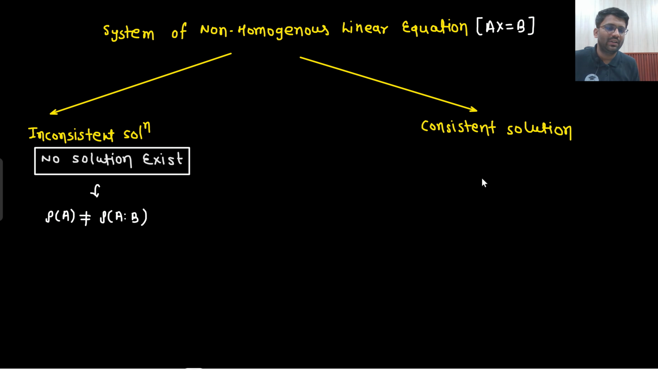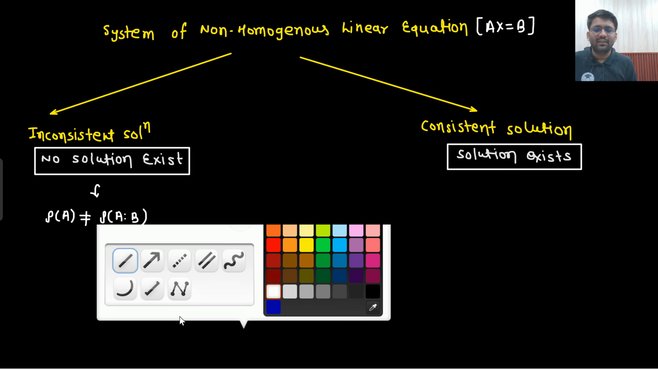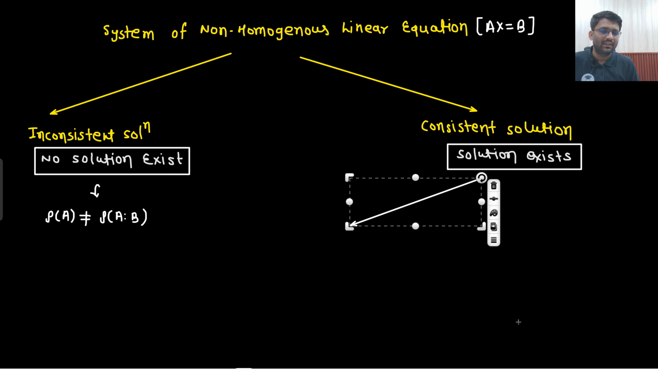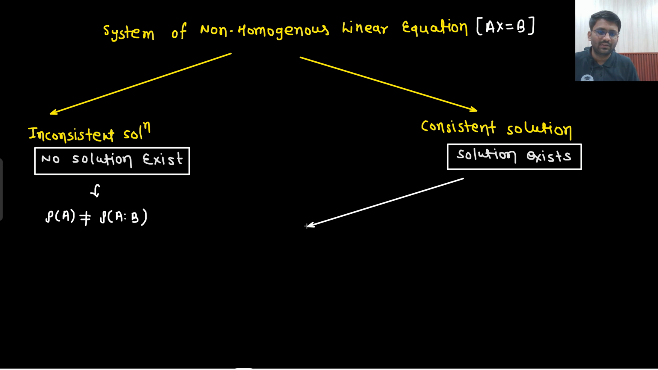What is the meaning of consistent solution? Consistent solution means solution exists. If solutions exist, then there could be two conditions. What will be those two conditions? One condition will be infinite solutions, and the other condition will be unique solution.